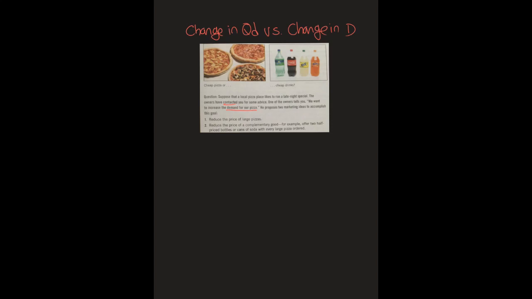So what we're trying to achieve is an increase in the demand for pizza, okay? So the first option is to reduce the price of the pizza, and the second is to reduce the price of a complementary good. For example, offer two half-price bottles or cans of soda with every large pizza ordered.